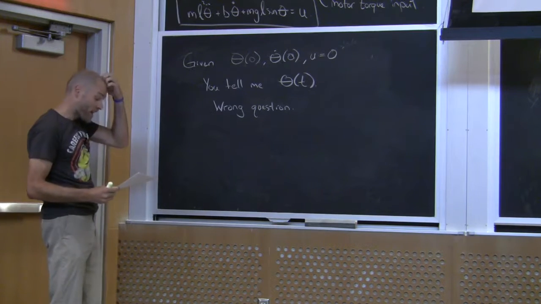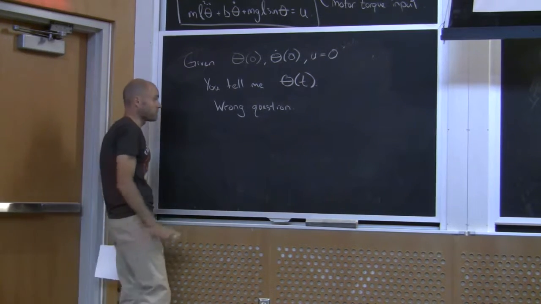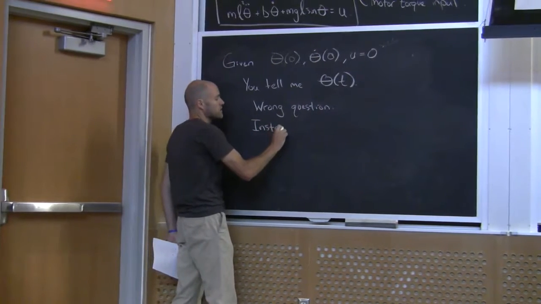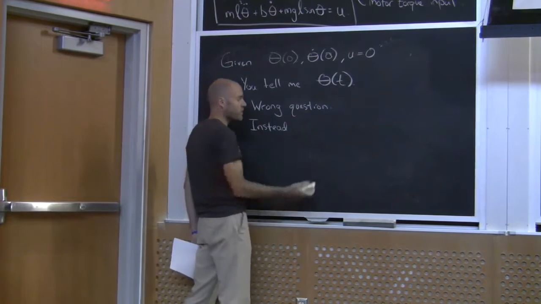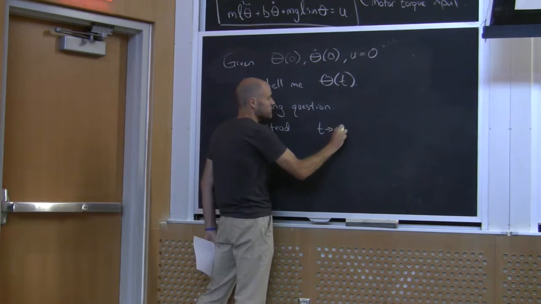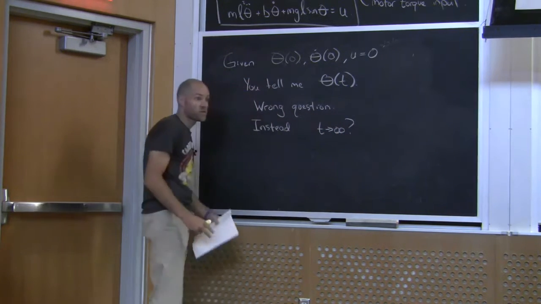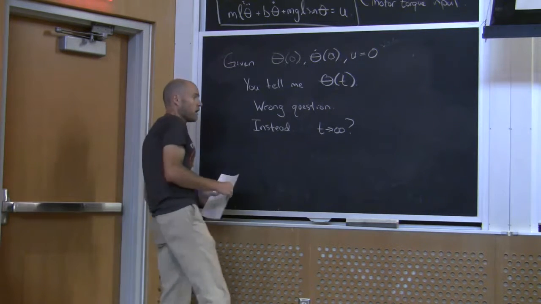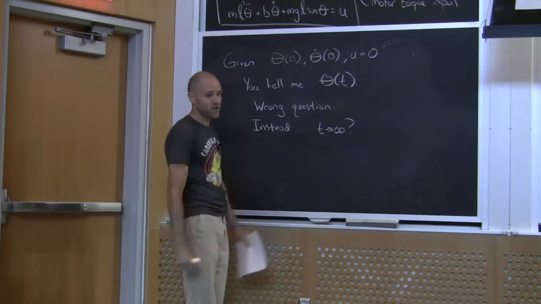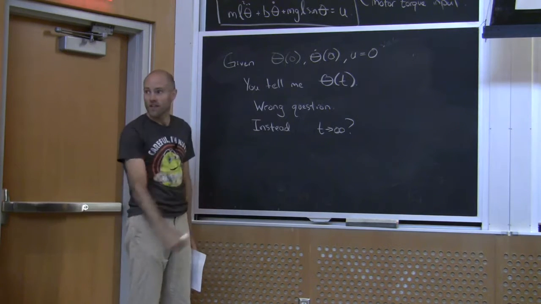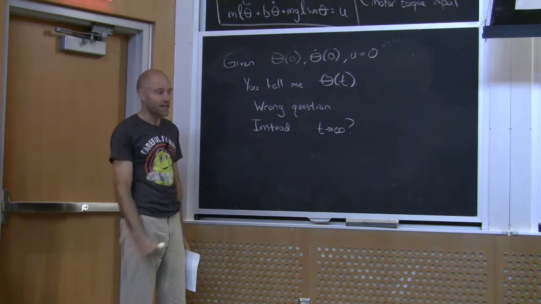So instead, we have to ask different questions. We can say, like, what happens as t goes to infinity, for instance? That's a question that we'll be able to get our handle on, right? For the pendulum, if I've got a pendulum with damping, you can sort of guess where it's going to end up as time goes to infinity, okay?